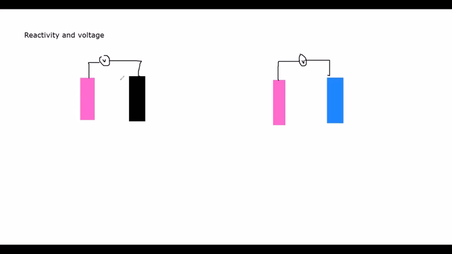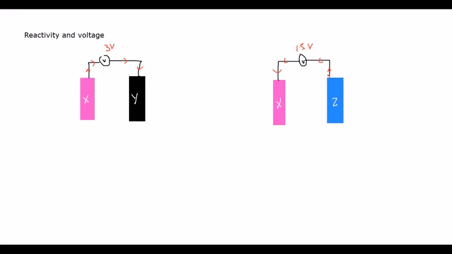And the metals, this one is X, Y, and this one is X and Z. The movement of electron is from X to Y, and the movement of electron is from Z to X. This was producing, say, 3 volts. And this is producing 1.5 volts. The question is, set up the reactivity.